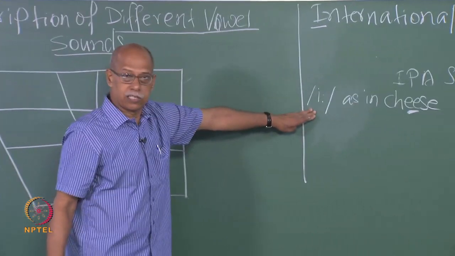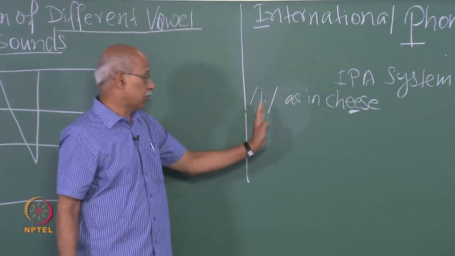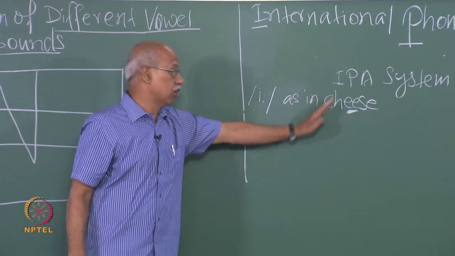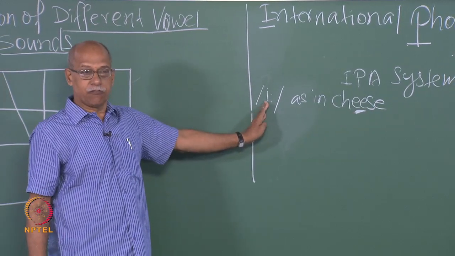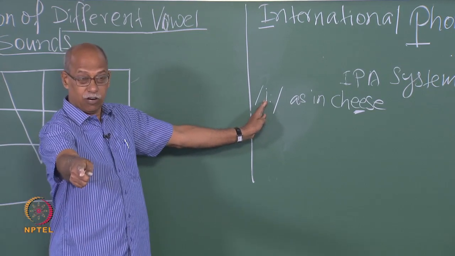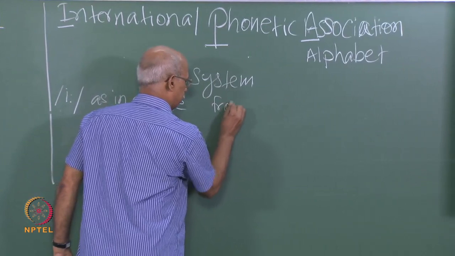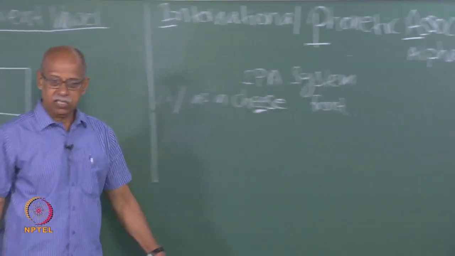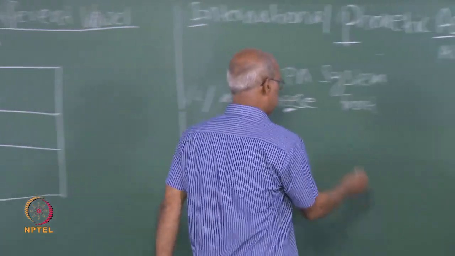So, first use slanted bar, write E. At the moment we are talking about English. I should have said, as in English word, cheese. What is the description? Number one, is it front or back? Look at the vowel trapezium. Is it front or back? Front. So we will write front. Is it close or open? Close. Everybody please. Is it close or open? Close. So we'll write closed.